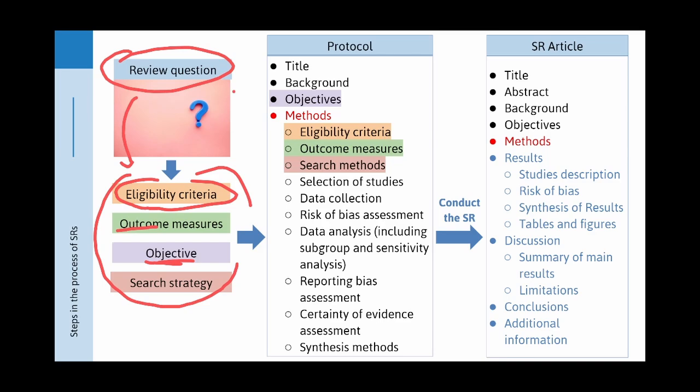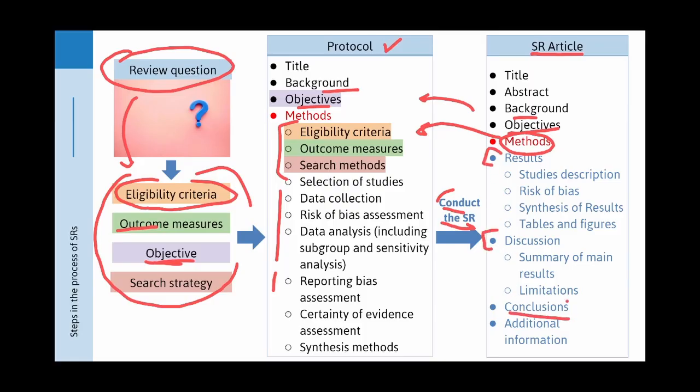So with this you can write the protocol. The protocol includes things like the background, the objectives, and the methods. And the protocol is a document that is published before starting the systematic review. So you publish the protocol, then you do the systematic review, and finally you write the systematic review article. In this article you also include the background that was previously described in the protocol. You also include the objectives, and all the methods that you described in the protocol. And in the final article, you obviously also include the results and the discussion, as well as the conclusion.